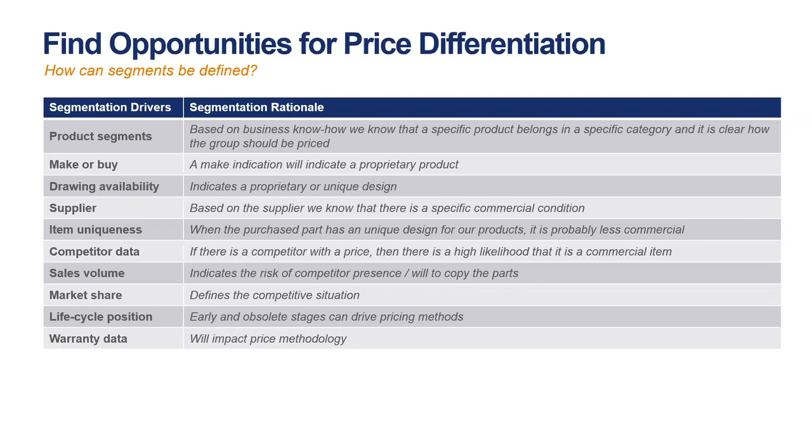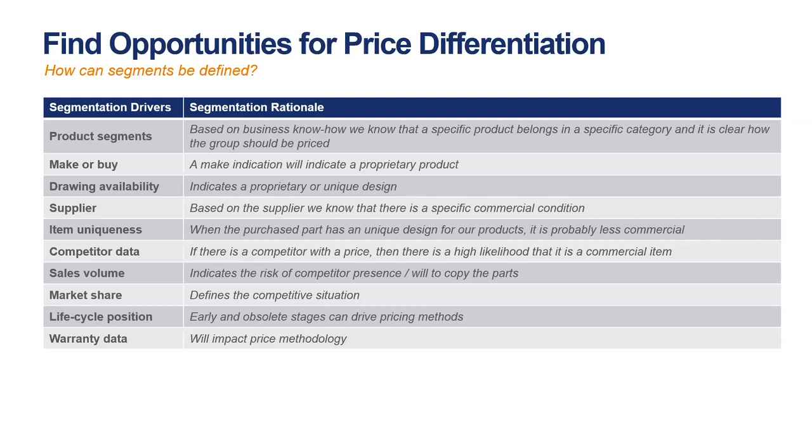Life cycle position also gives us an indication. If it's early, well, then we are probably the only one offering that to the market. Obsolete stages, also probably we are the only one that really has that on stock still. And then we have different kinds of strategies along the product life cycle position.